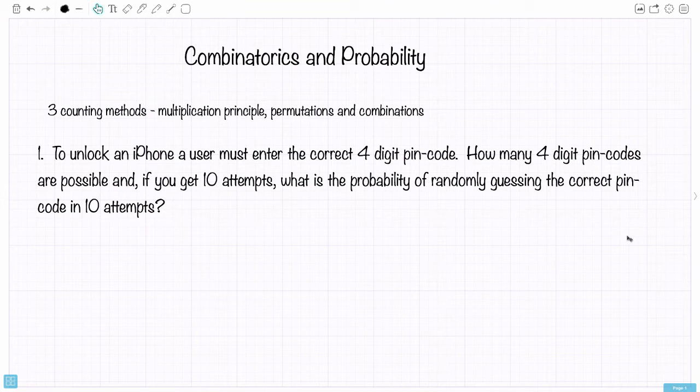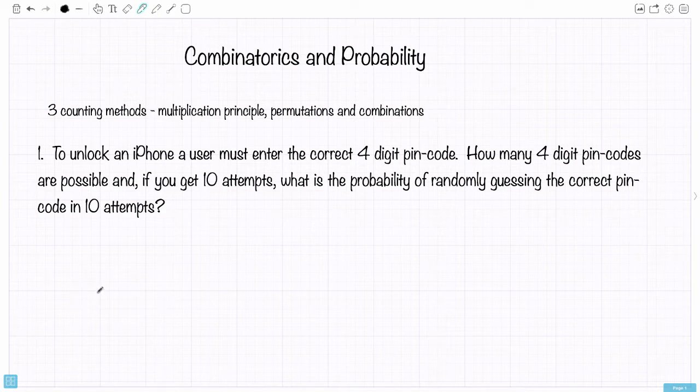Okay, so the first example says, to unlock an iPhone, a user must enter the correct 4-digit PIN code. How many 4-digit PIN codes are possible? And if you get 10 attempts, what's the probability of randomly guessing the correct PIN code in 10 attempts? Alright, well, this first example starts off demonstrating the multiplication principle.